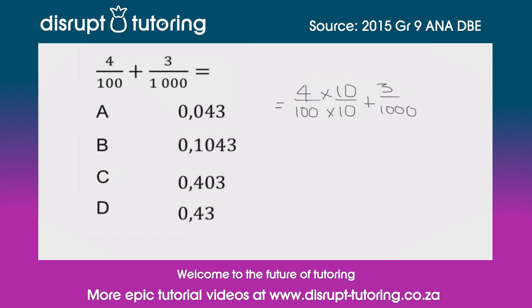Okay, great. Moving on to the next step, I'm now going to execute the multiplication. So 4 times 10 is 40, and 100 times 10 is giving us the 1,000 that we wanted. So that's going to be 3 over 1,000. And now we can add. Remember, the denominator stays the same, but we add the numerators. So that's going to be 43 over 1,000.